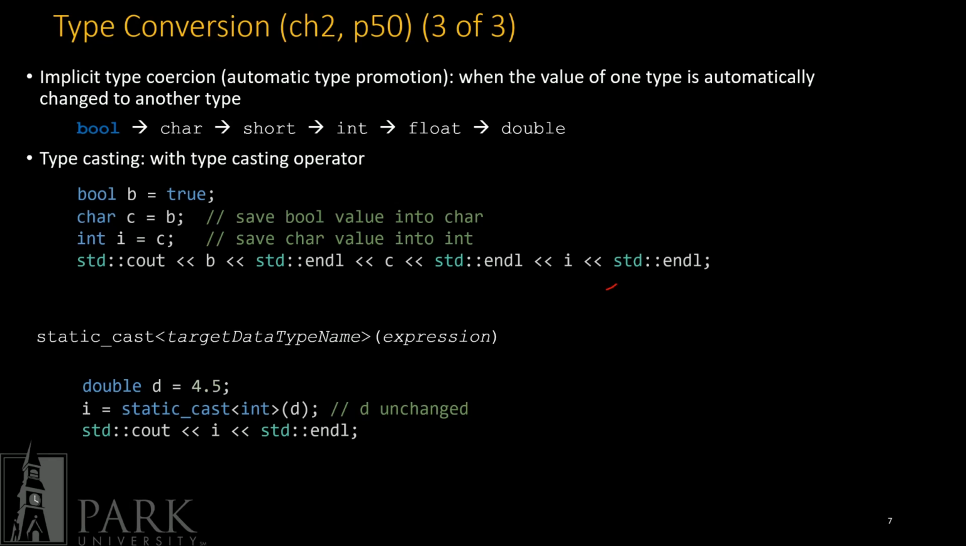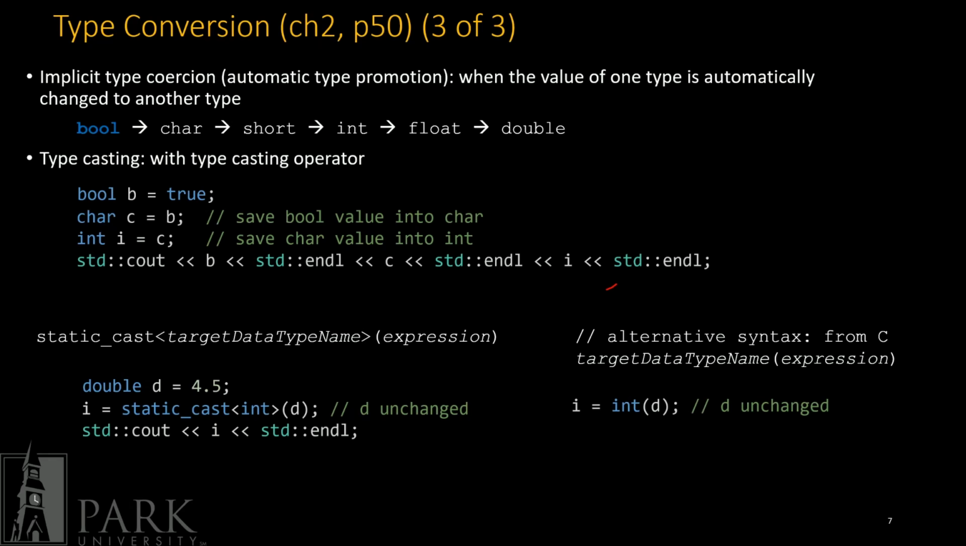Now, there's also a function to do this from C, which does work in C++ as well. Here we can see that we have int, passing in the parameter d and storing it. It's the same, but with C++, we're going to want to use the static cast to int, not the function.